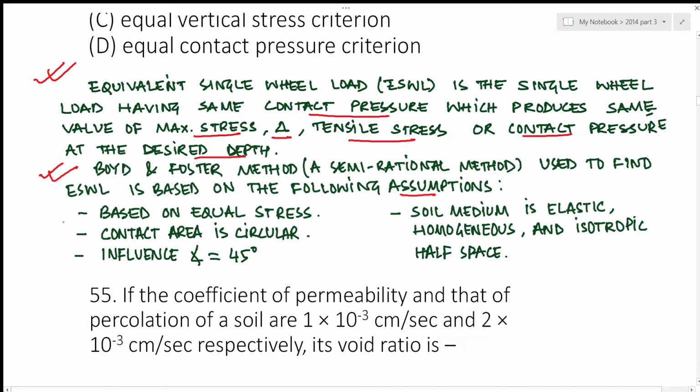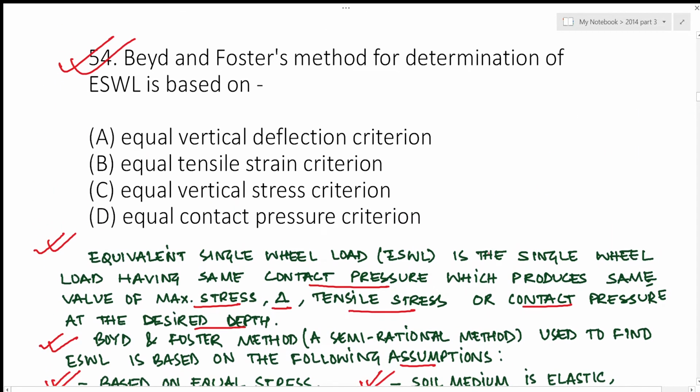The assumptions are: it is based on equal stress, the contact area is circular, the influence angle is 45 degree, and the soil medium is elastic, homogeneous and isotropic half space. So for this question, the answer should be: Baird and Foster's method for determination of ESWL is based on equal vertical stress criteria.